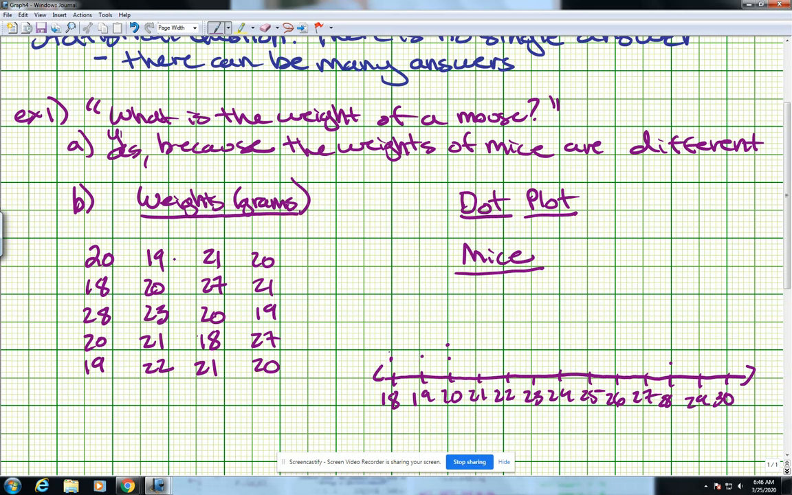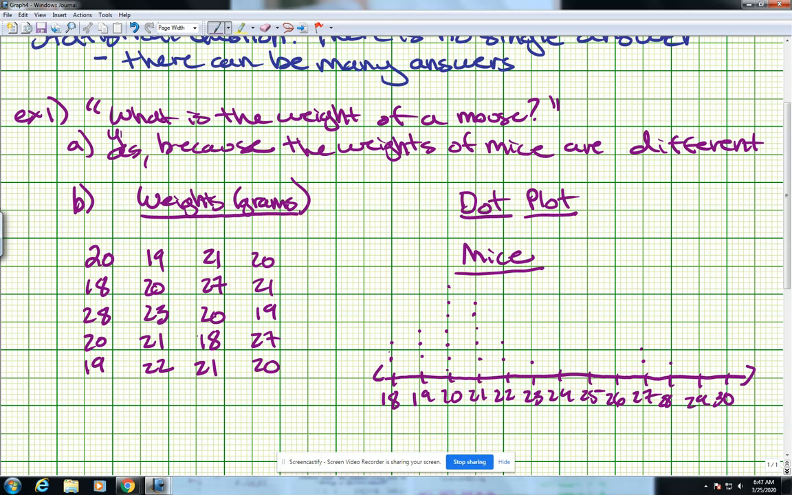There's my first row. Next row, 19, 20, and 23. So we have a 19, a 20, and a 23. 21, 22. And you see how my first dot is trying to get lined up here. So I want my dots to be lined up in rows as they increase higher. We have a 21 and a 22. 21, 27. 20, 18, 21. Then last row, we have a 20, 21, 19. 27, 20.